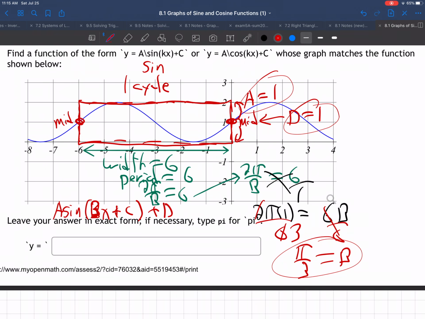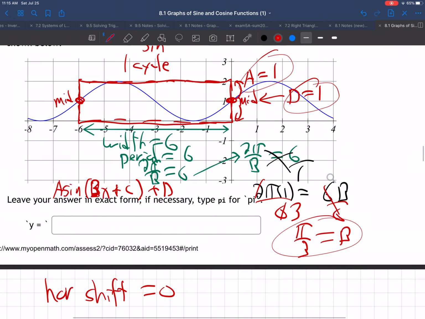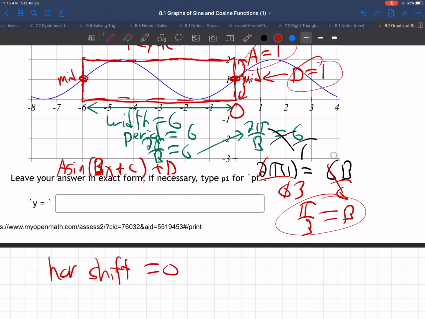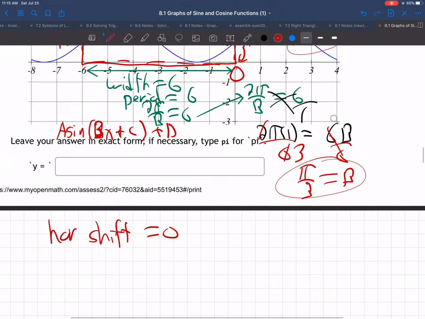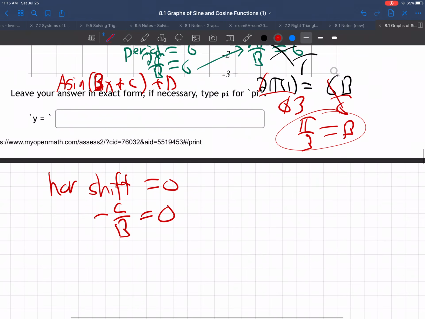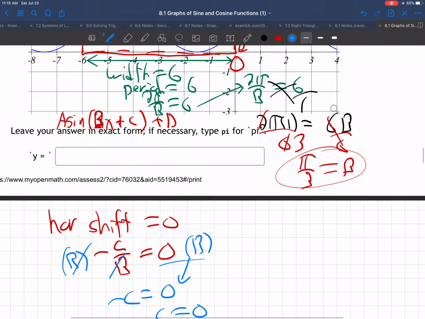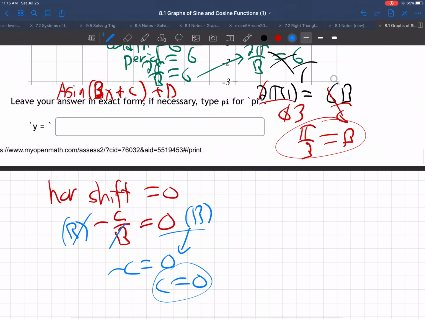So the horizontal shift for ours is 0. It's right there on 0. One of the edges of the box is right on 0. So the horizontal shift formula is negative C over B. I don't even need to plug in B really, because if I just multiply both sides by B, gonzo, 0 times B is just 0. C is 0. Negative 0, which is just 0. So C is 0.